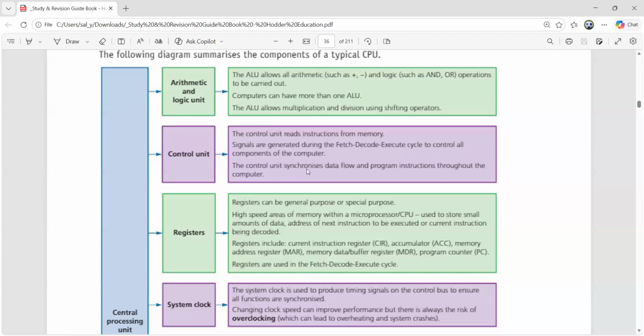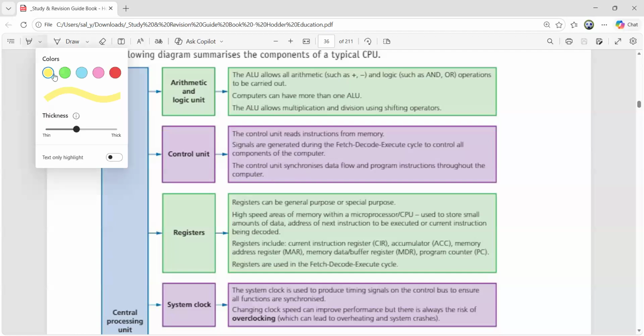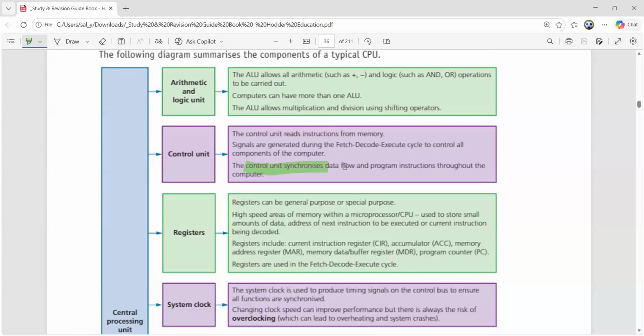The control unit is doing the synchronization. Now there are a few points that I really want you to remember, and that is the synchronization. What is synchronization? Just keeping track of everything happening smoothly, and program instructions throughout the computer system. The control unit's basic job, the task performed by the CU, can come in the paper and has been coming in the paper. So the control unit is synchronizing data flow and program instructions throughout the computer system. That will definitely give you 1 out of 1 at least. This is the definition that you need to know for the control unit.